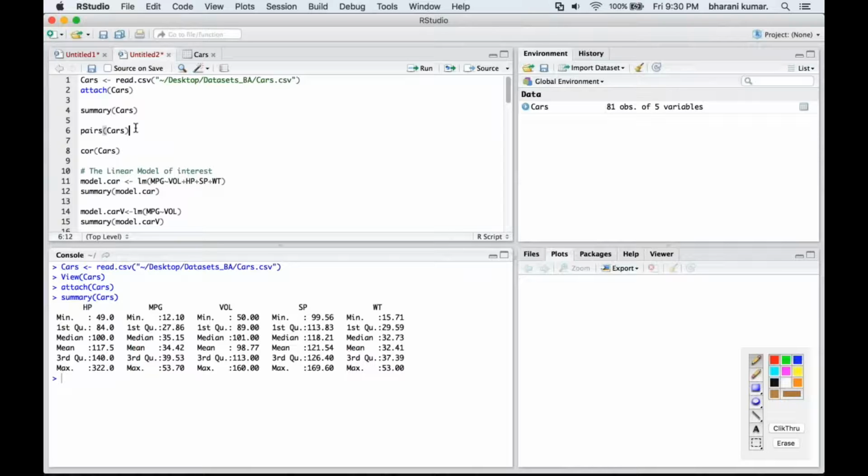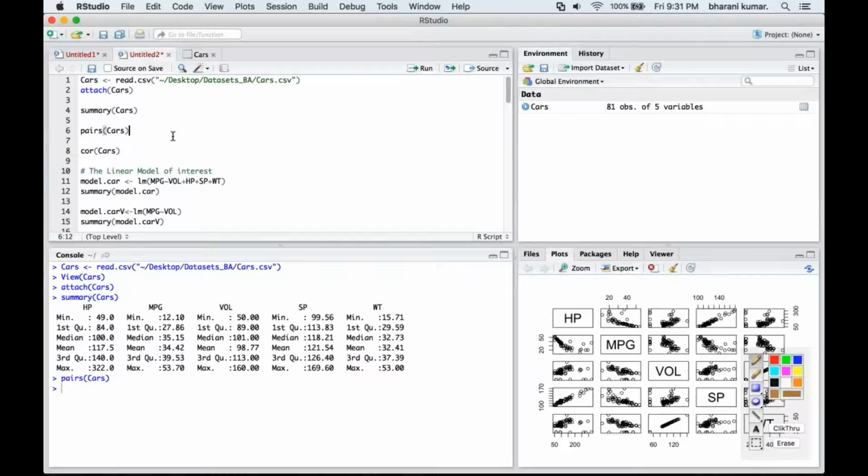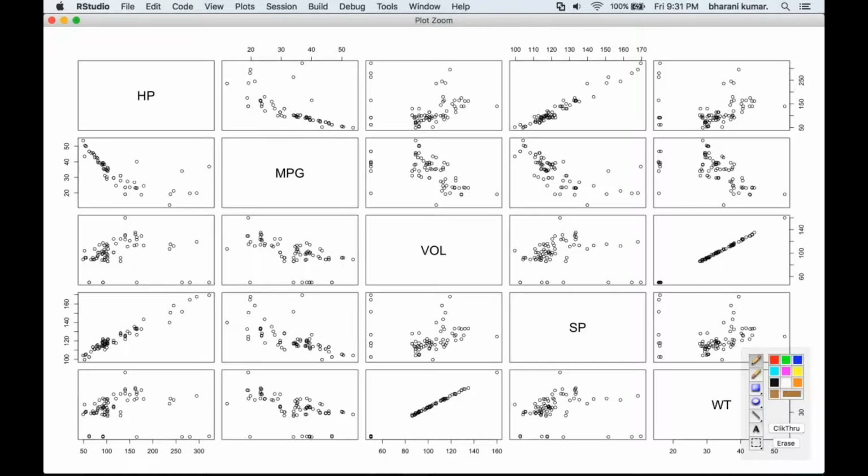Okay, so now if I were to do scatter diagram, I need to do scatter diagram between miles per gallon and horsepower, miles per gallon and volume, miles per gallon and SP, miles per gallon and weight. But do I need to run 4 lines of code? No, I would just do pairs of cars. There you go.